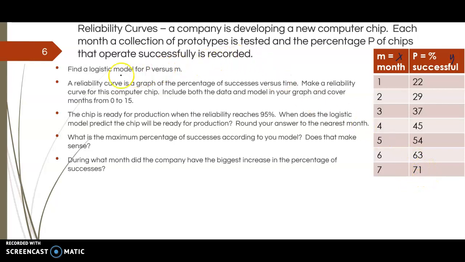The first thing that we're asked to do is to find a logistic model for this data. And we do not have a method for finding a logistic model by hand, so we are totally reliant on our calculator to come up with the logistic model. So let me go to my calculator and then we'll continue from there.